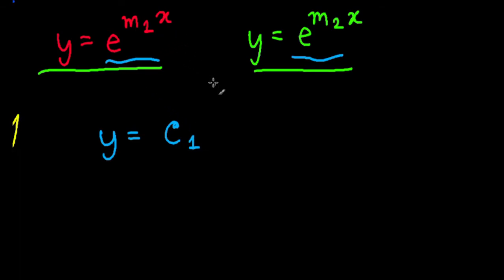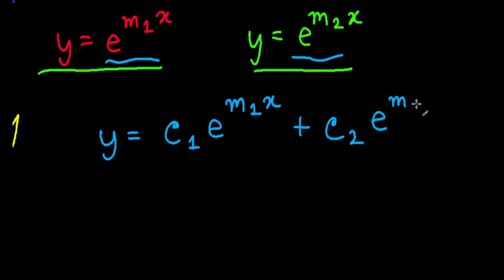c1 multiplied by one of my functions, so e to the power m1x, plus c2 multiplied by the other solution function, so e to the power m2x. Voila, this has to be a solution. As I said, this has to be a solution.